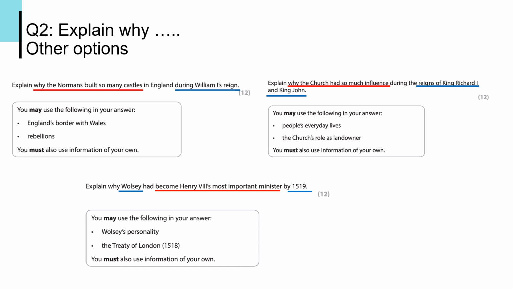Don't worry if you can't think what a stimulus point is getting at. And don't worry if you can't think of something else to add. Just remember, write about what you know.